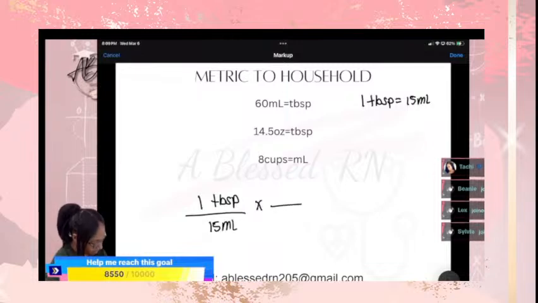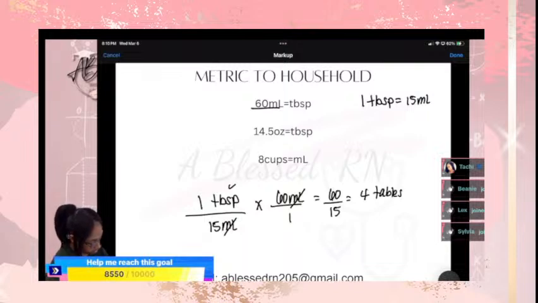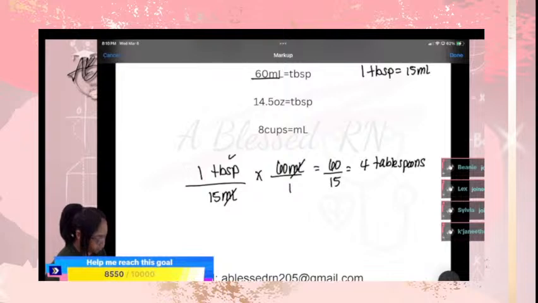So now I have my milliliters on the bottom. I need my milliliters on the top. So I'll take my 60 milliliters from my problem and I'll put it over 1. And milliliters has crossed out. So therefore I am left with tablespoons. So 60 divided by 15 is going to be 4 tablespoons. Okay. Simple as that. So now let's do 14.5 ounces equals how many tablespoons?